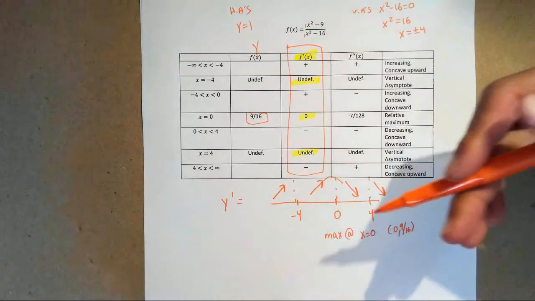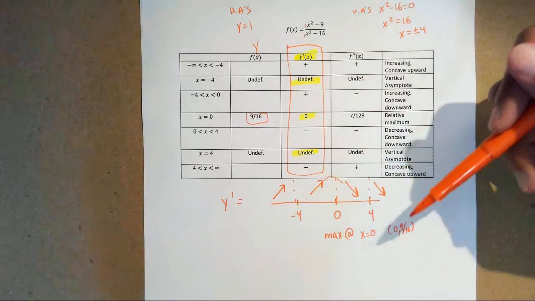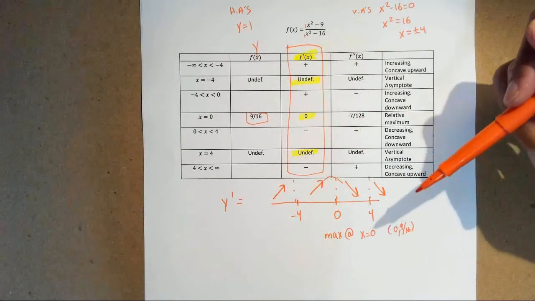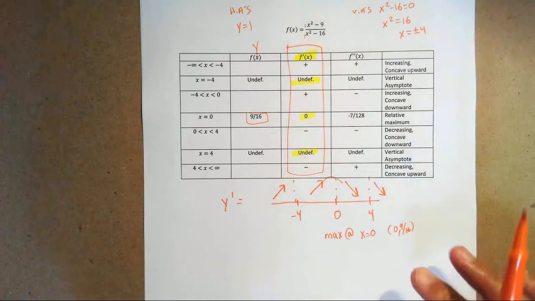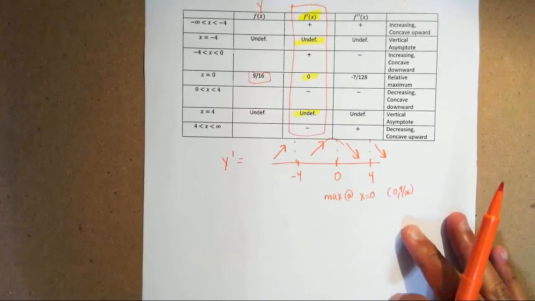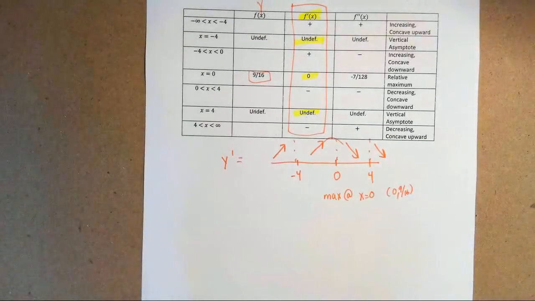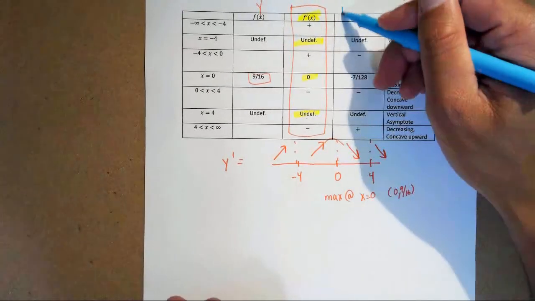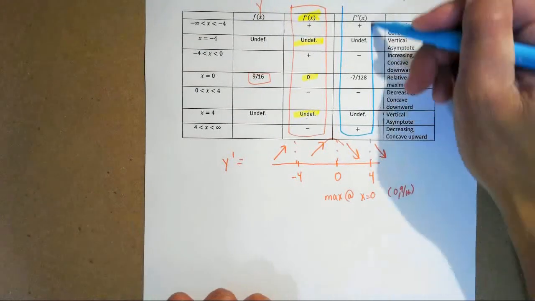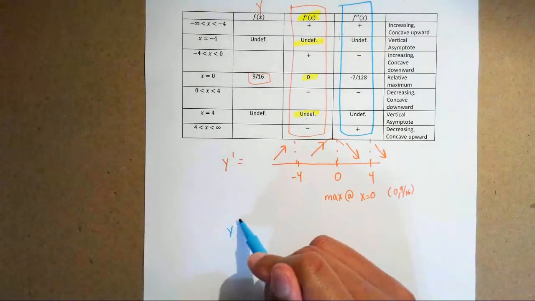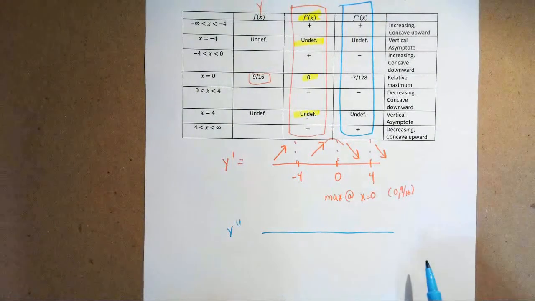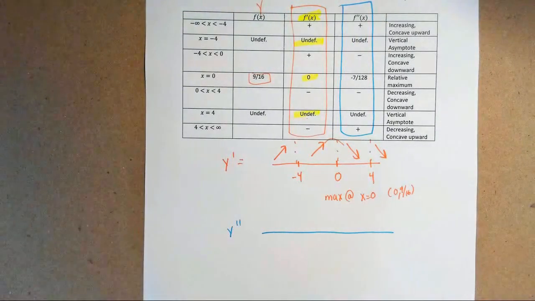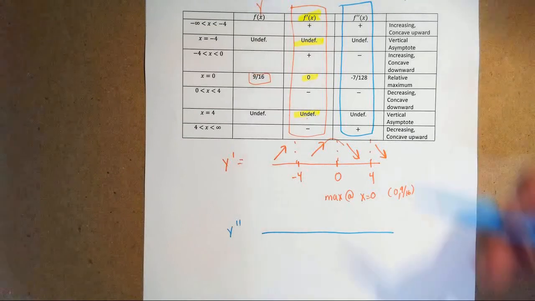So once you find your intervals of increasing, decreasing, and max mins determined by the y prime, you're going to focus on y double prime, your second derivative. Now to find your second derivative, we're going to look at the portion where it deals with the second derivative. The second derivative is the same exact process as the first derivative. What you're trying to find is your undefined points and the values that give you a critical number, which you're going to notice as 0.